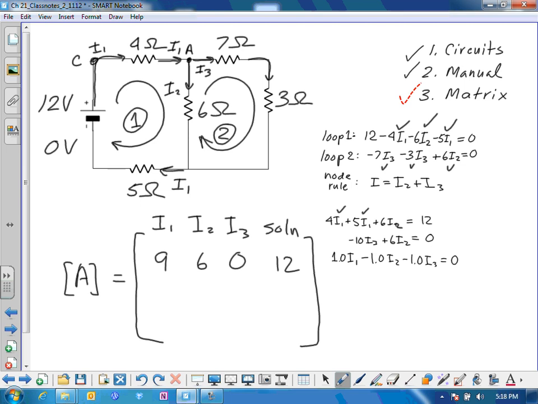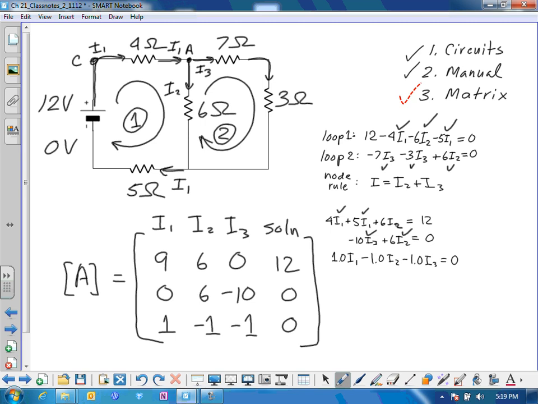Our second equation, we don't have an I1, so we have 0. I2 would be 6, that's this term here. I3 would be 10, minus 10, and our solution is 0. And then in our last equation, we have a 1, a minus 1, a minus 1, and a 0.